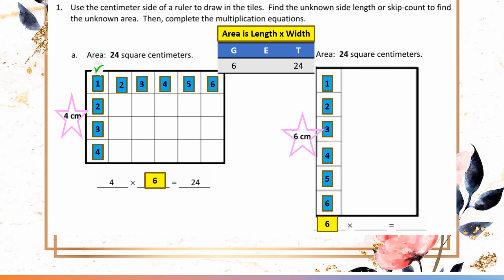I know that my groups or my rows is 6. I don't know how many are in each row, but I know that my total is 24. 6 times blank equals 24. Well, we solved that problem in A, right? What was the other side in A? It was 4. If 4 times 6 equals 24, then 6 times 4 equals 24.